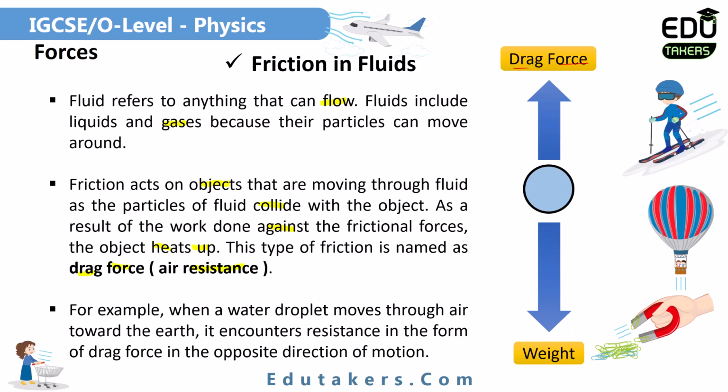Here you can see there is an example. When the water droplets move through the air towards the earth, they encounter resistance in the form of drag force in the opposite direction of the motion. The weight is acting downward, the drag force is acting upward. Both of these are in opposite directions and it means that the friction is acting upward and it is opposite to the direction of the motion of that falling water droplet.